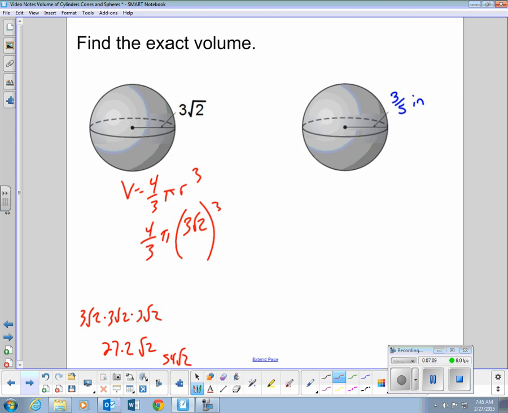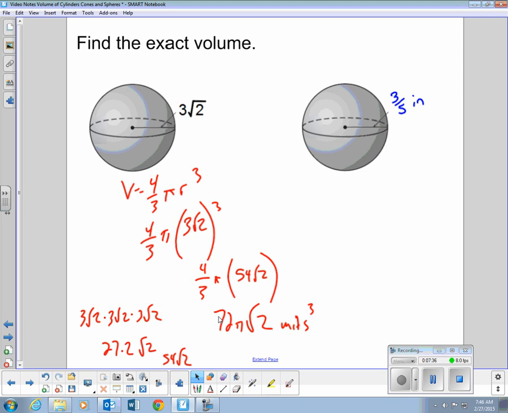So I have 4/3 pi 54 square root of 2. When we're done here, we end up with 72 pi square root of 2. And of course, that'd be units cubed. All right, so do this one to the side here, complete that one, and restart the video again.